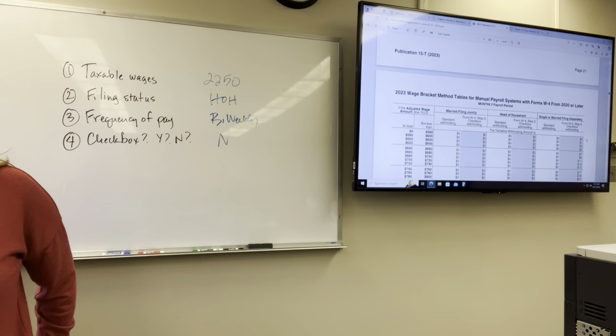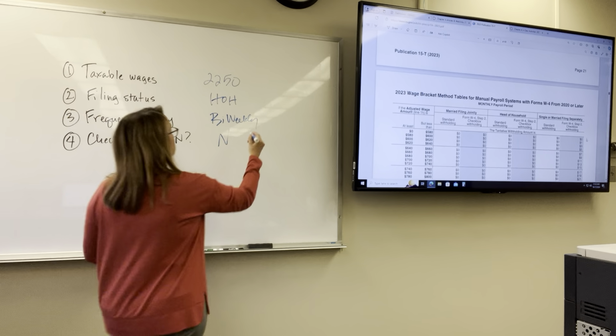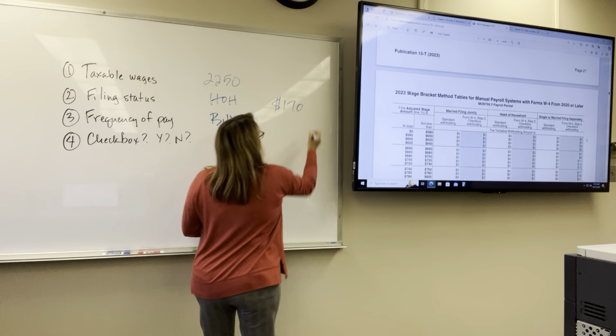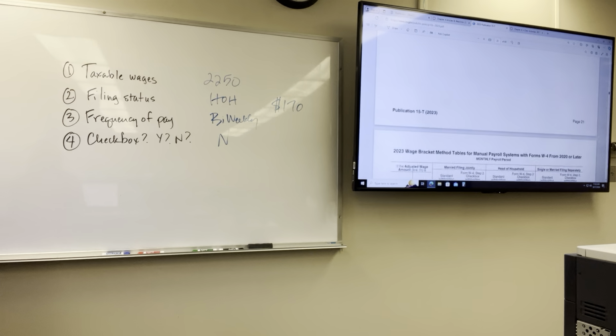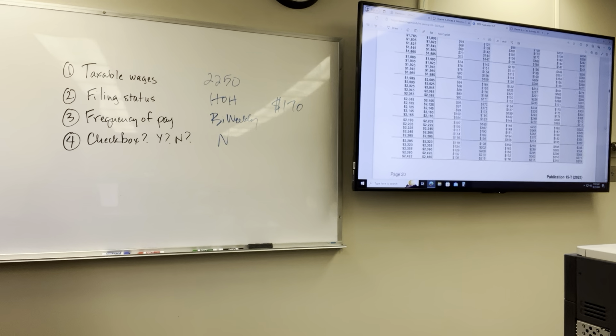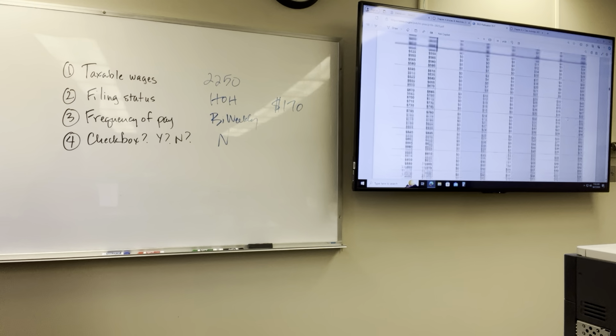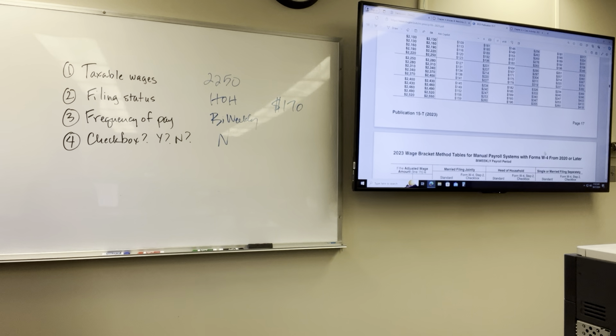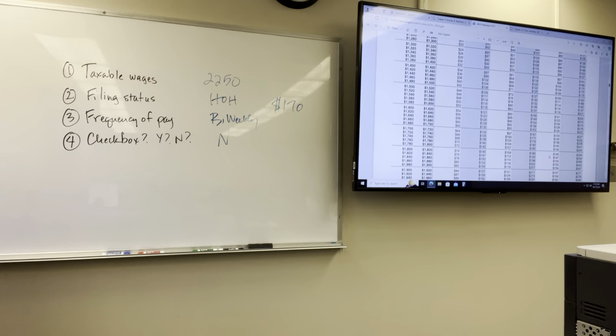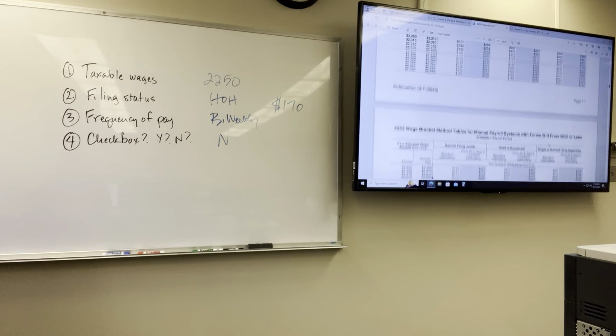Anybody find it yet? And we check box. 170? Okay. Let's take a peek. So we've got to find the right table, bi-weekly. Should be 164. We had a different number here, okay.